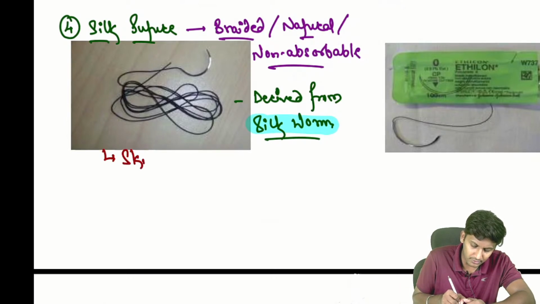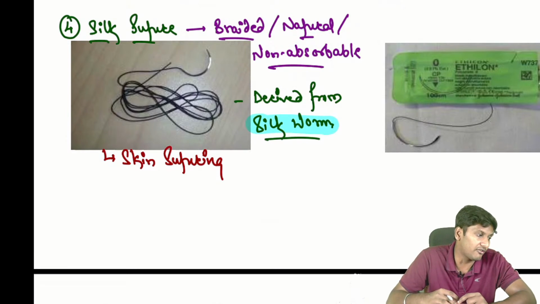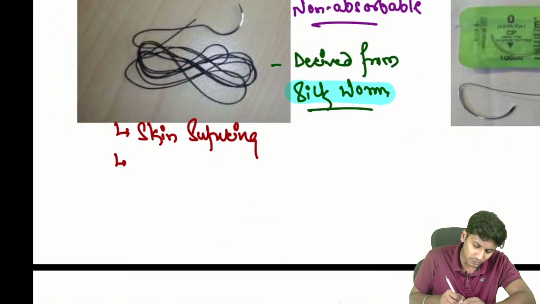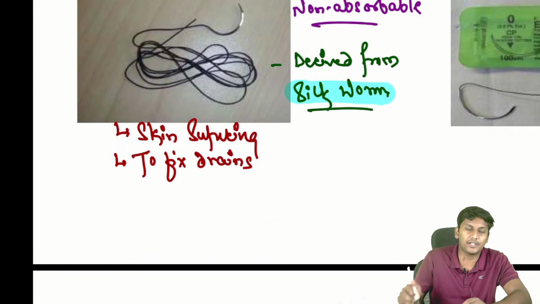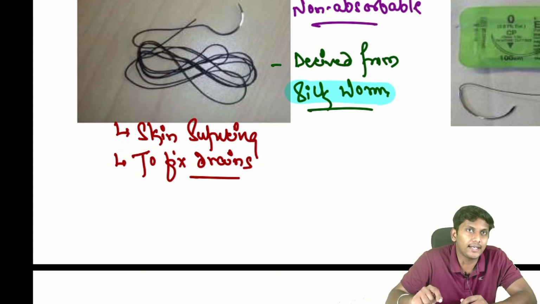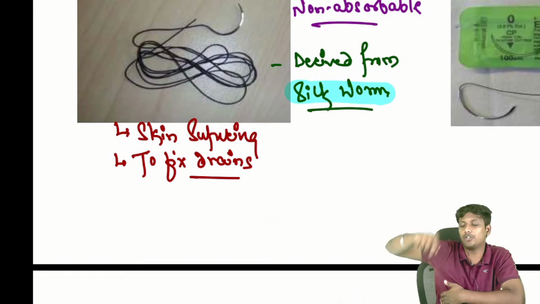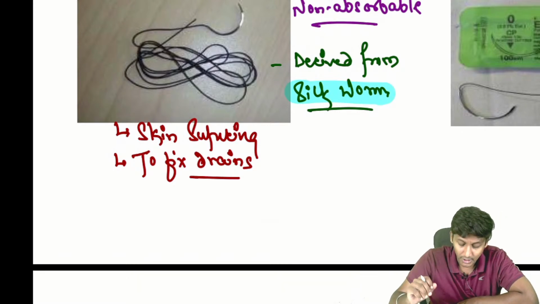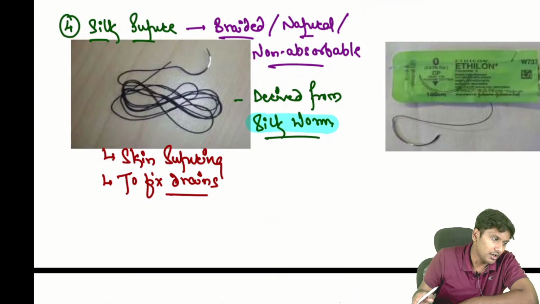That means it is used for skin suturing. Yes, for all your skin suturing, definitely you are going to use the silk suture. So for your skin suturing, the best suture is the silk suture. And second important, it is also used to fix the drains. For example, if you want to fix a drain particularly after a surgery, or even to fix the intercostal drainage tube that you insert in a patient of usually pneumothorax, that also is fixed with the help of the silk suture itself. So skin suturing and fixing the drains, the best suture that we use is the silk suture. No issues with this, anybody?